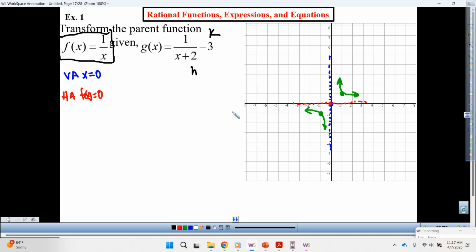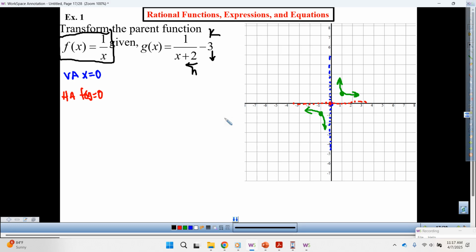So, tell your neighbor where we're going to move this entire thing according to that. Tell your neighbor, where are we going to move that to? All right, looks like Enrique's got it. Enrique, where are we moving? Left 2 and down 3. Hands if you agree with that. That is correct.